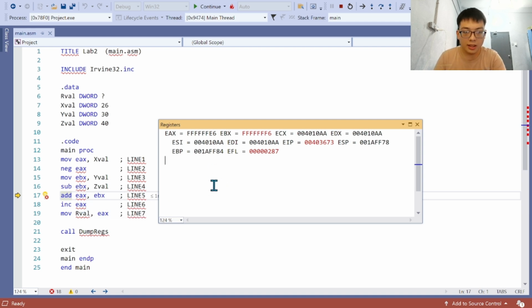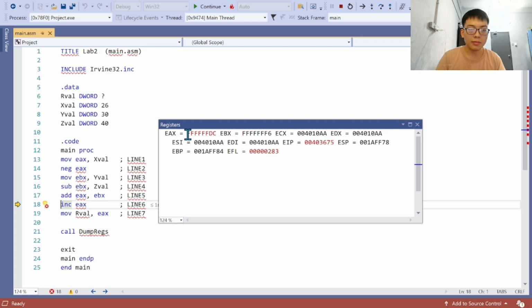After executing this line, the EAX becomes FFFFFFDC, and this line increases the EAX by 1. After executing this line, the EAX plus 1. And this line moves the EAX into Rval. And we can't see the result of Rval because Rval is not a register. And finish the debug.